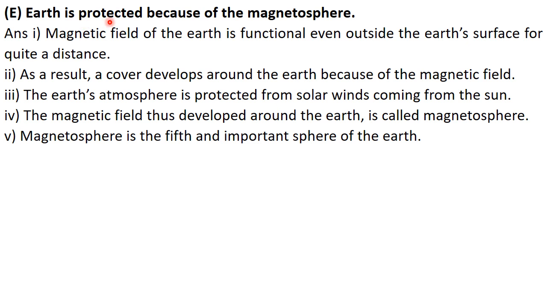E. Earth is protected because of the magnetosphere. Answer. Point number 1. Magnetic field of the earth is functional even outside the earth's surface for a quite distance. Point number 2. As a result, a cover develops around the earth because of the magnetic field. Point number 3. The earth's atmosphere is protected from solar winds coming from the sun. Point number 4. The magnetic field thus developed around the earth is called magnetosphere. Point number 5. Magnetosphere is the fifth and important sphere of the earth.